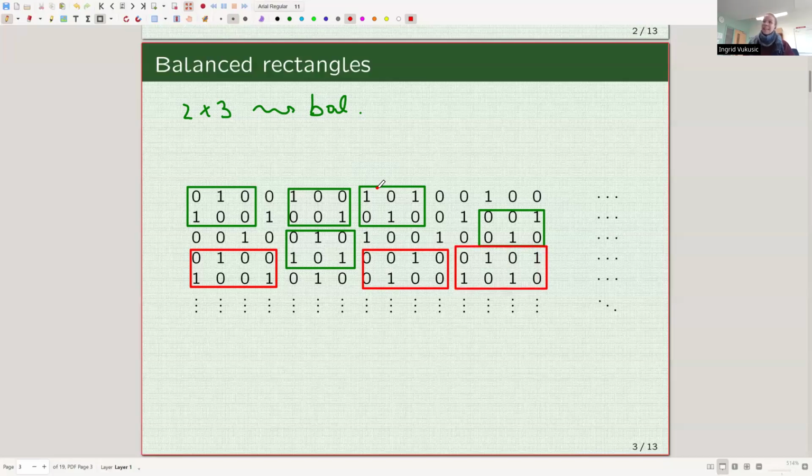So we've got at least three different values: 2, 3, and 4. So the 2 by 4 rectangles are definitely not balanced in our definition. Okay, and so one could ask, well, maybe are the 2 by 3 rectangles the only balanced rectangles, or do we have more of them? Or in other words, for which m and n do we have that the m by n rectangles are balanced?